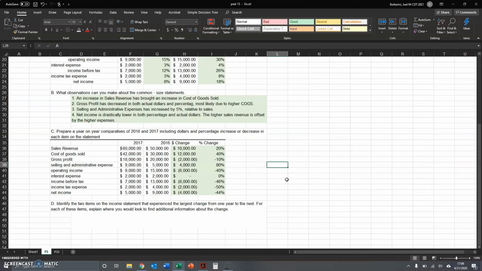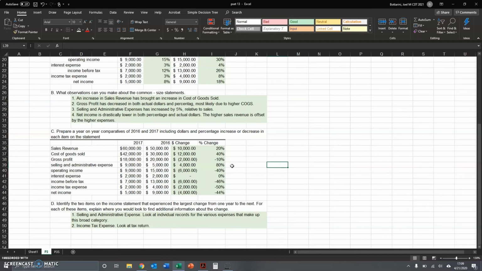Finally, we were asked to identify two items on the income statement that experienced the largest change from one year to the next, and then also provide where we would look to find additional information about why this change was so drastic. So from this chart, we can see that the selling and administrative expense saw the largest percentage change, an 80% increase from years 2016 to 2017. This change is due, I believe, to the higher cost of goods sold that we saw in the first comparative statement that we calculated.